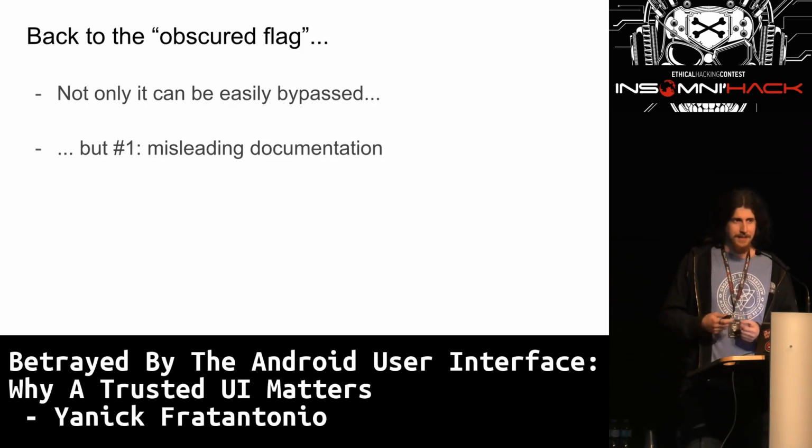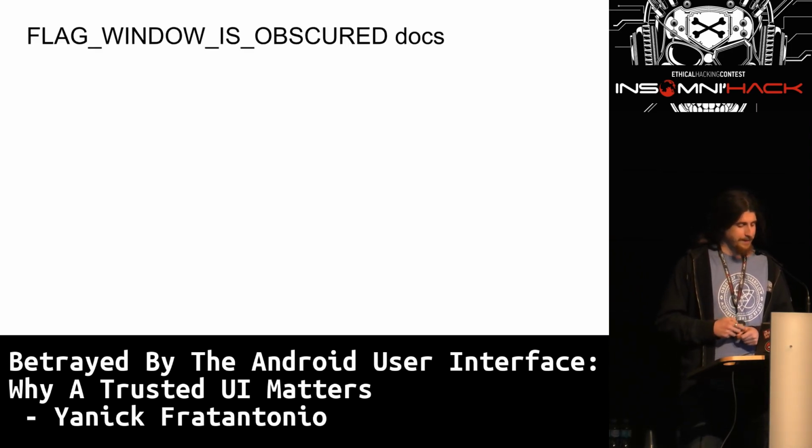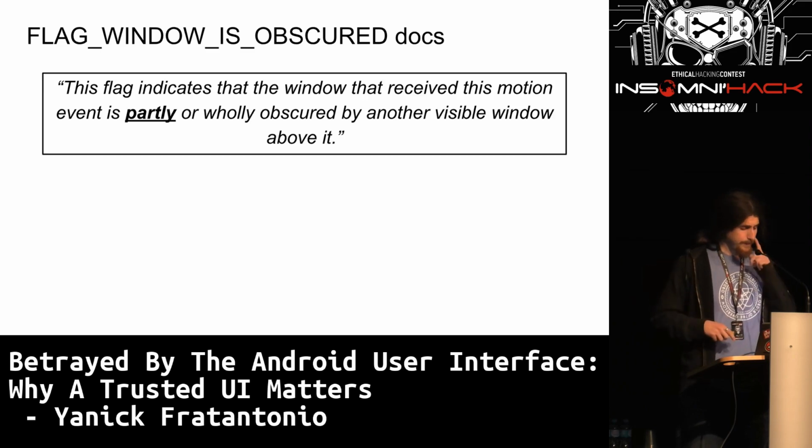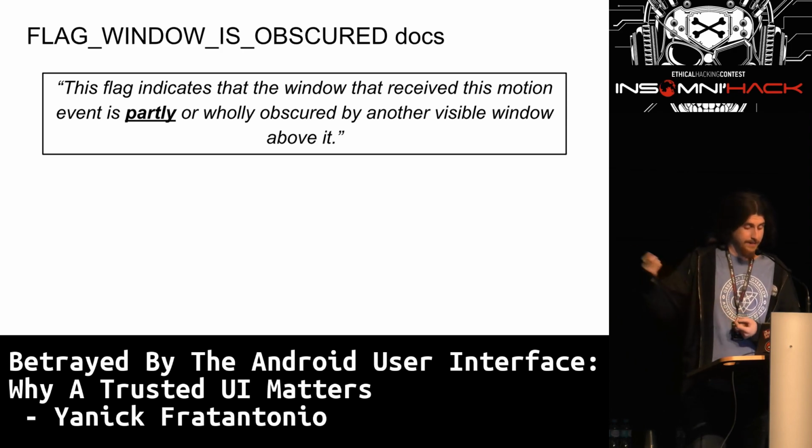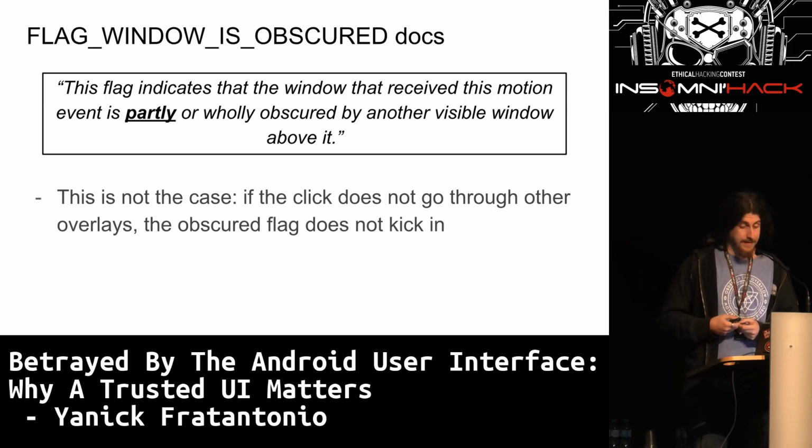We also found there is a bit of misleading documentation. That was quite funny. We checked the docs, and the docs said this flag is going to be set to 1 if there is a motion event that is partially or wholly obscured. This "partly" is actually not true: you can cover a part of the OK button, but as long as the click goes through the part that is not hidden, the flag is not triggered.